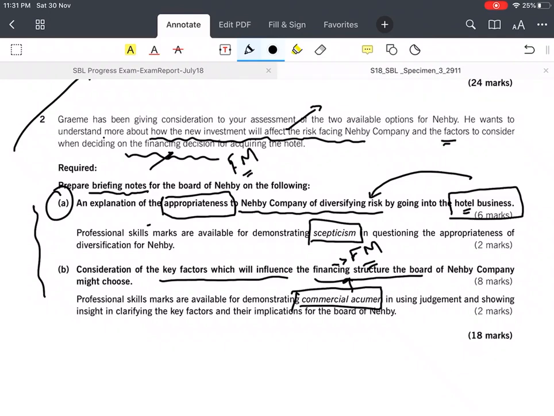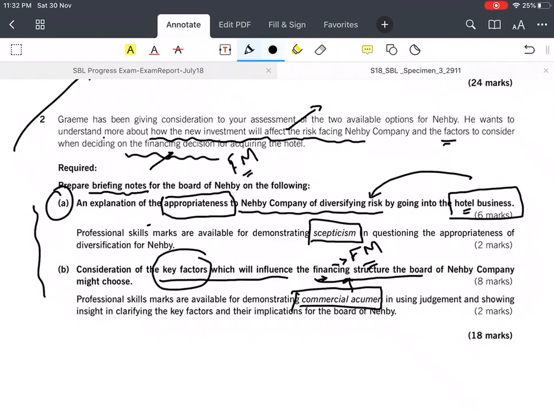But if the problem only arises with the restaurant, we may gain in the hotel business, or if there's anything wrong with the hotel, we may gain something from the restaurant business, but we can't say that the risk will be completely diversified. So this is what you are supposed to explain. You have to go through the exhibits again and see if you can get some supporting evidence to write your answer. In the second part, we have to discuss different factors that we need to consider before taking any financing decision.